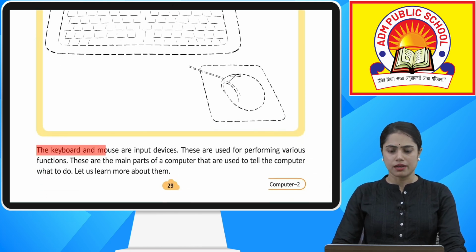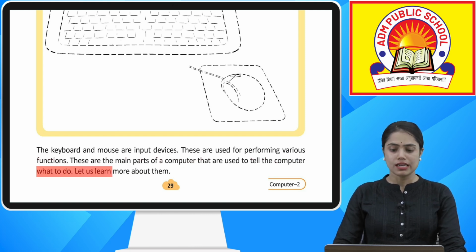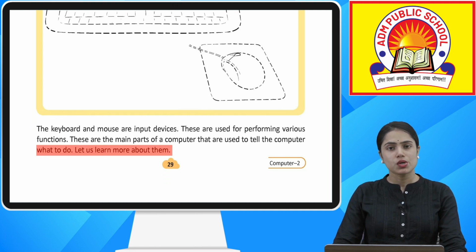The keyboard and mouse are input devices. These are used for performing various functions. These are the main parts of a computer that are used to tell the computer what to do. Let us learn more about them. So children, keyboard and mouse are one of the main devices of any computer. It instructs the computer what to do and what not to do.